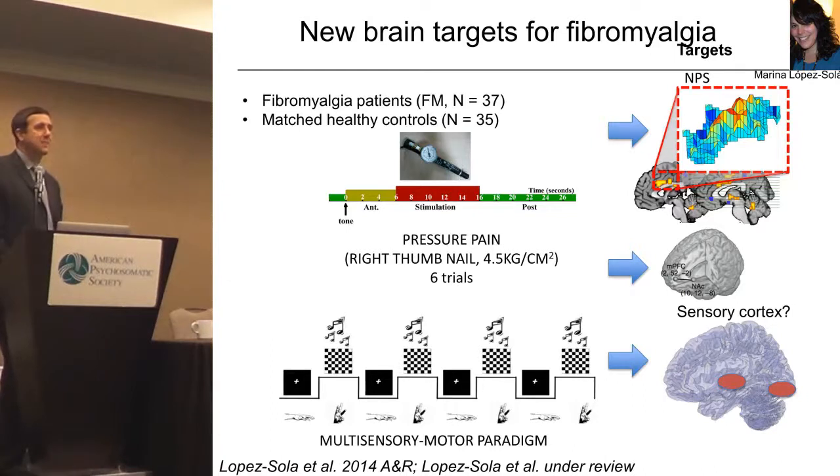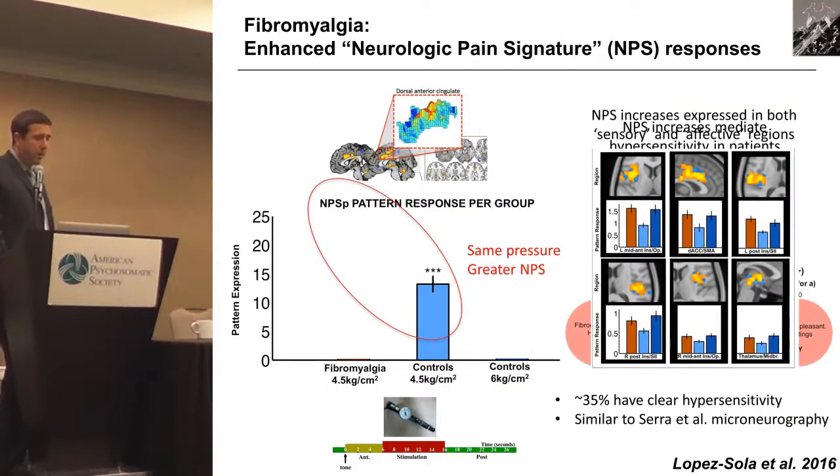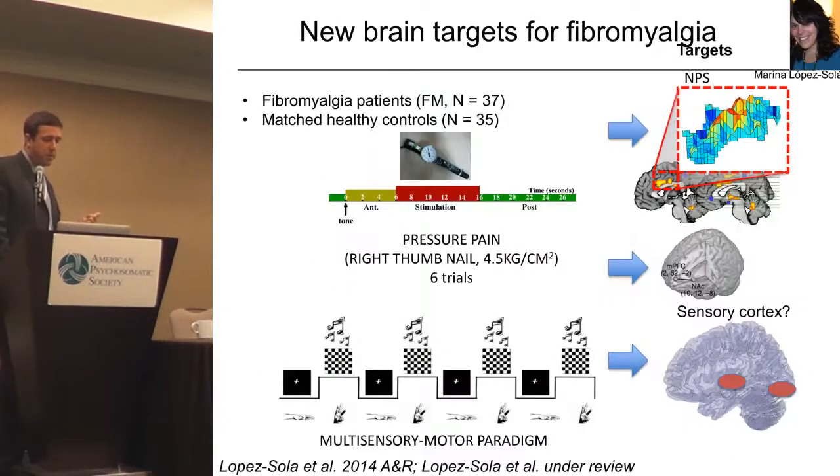So we'll look at this system, because this is a key part of my valuation system, so-called evaluation system, and we'll look for changes in sensory cortex and this valuation system when people are getting these other multisensory things. So what happens when they're getting painful pressure? Well, here's a group of controls with moderately painful pressure, 4.5 kilograms per centimeter squared. There's the controls with 6 kilograms, more painful. So we can validate that, yes, it works in this sample for painful pressure.